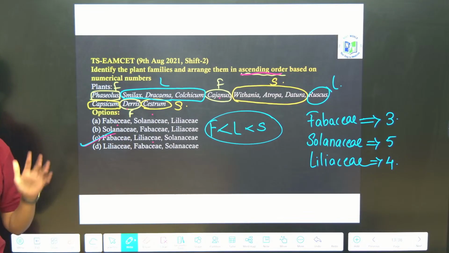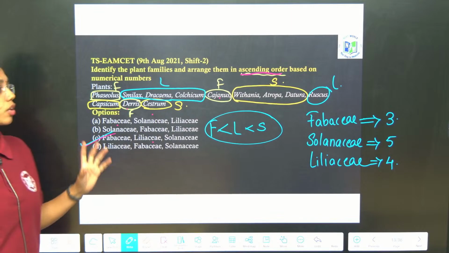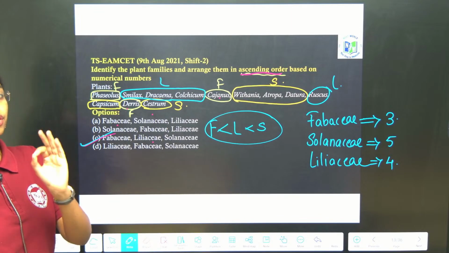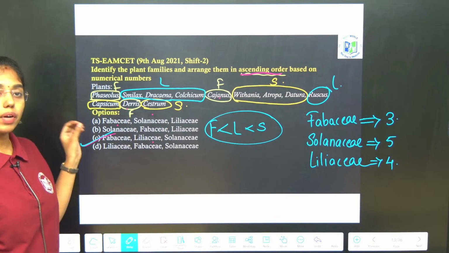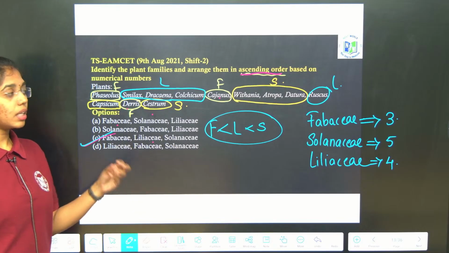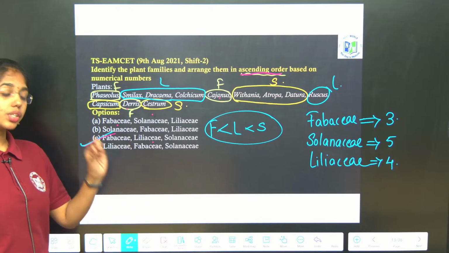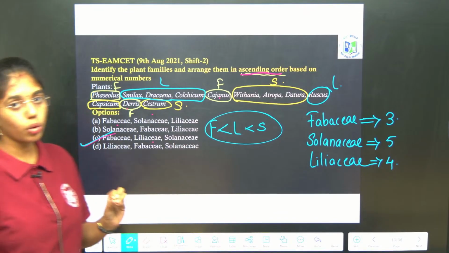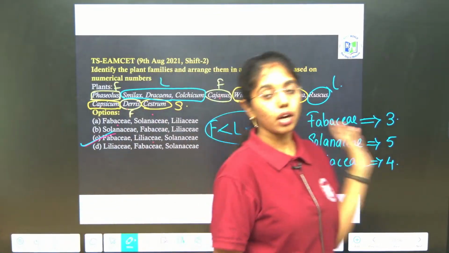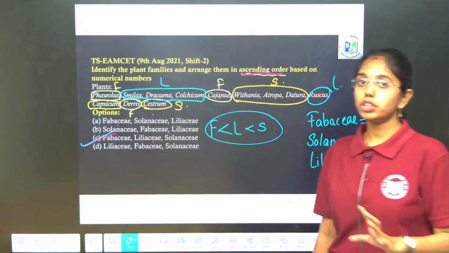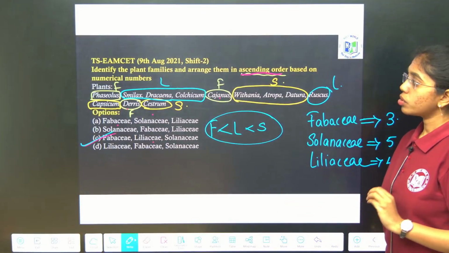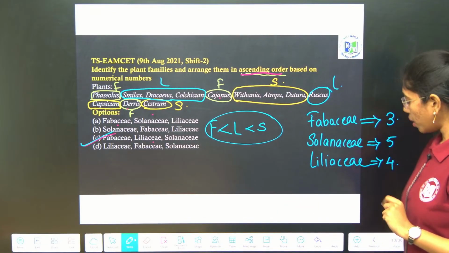Clear, right? Each question will take at least 1 to 2 minutes of time. That is the reason each family, its characteristics and examples, if you are thorough with, then you are safe on the note of morphology of flowering plants. Okay. So, I hope this question is clear to you, beta.